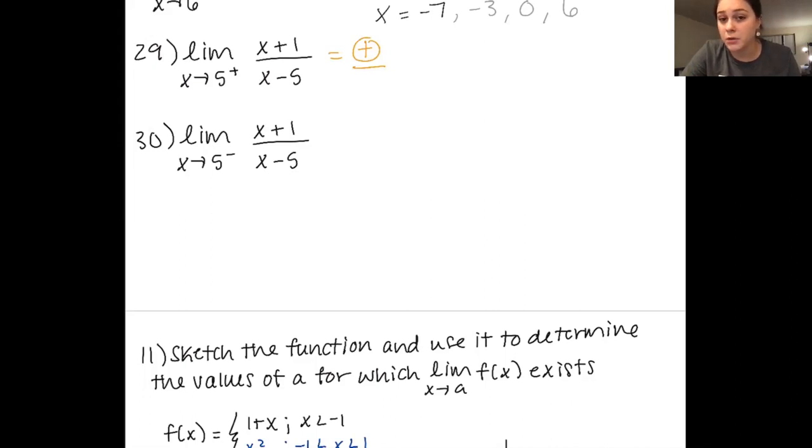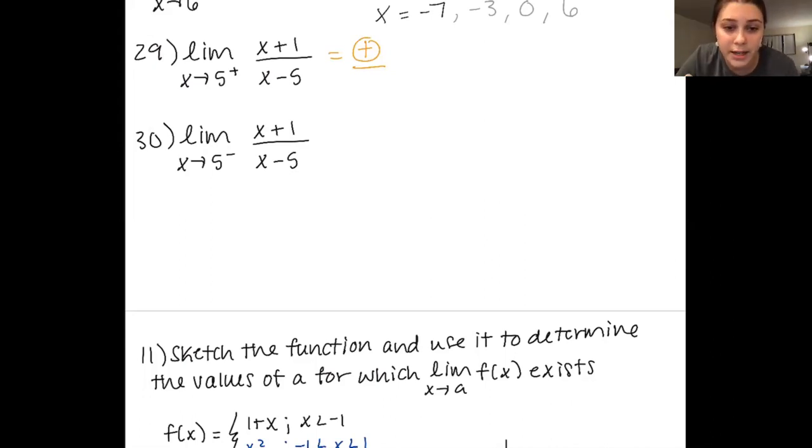The positive side or the negative side? And it approaches from the positive side. And so we put positive in the denominator, and a positive over a positive is going to give us a positive number and positive infinity. And the answer there is positive infinity.